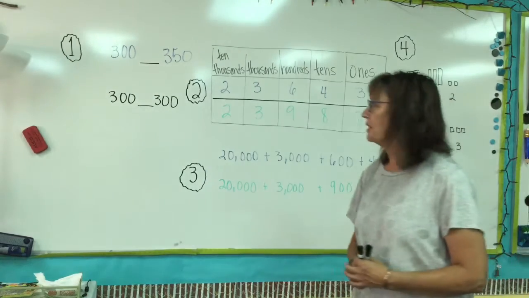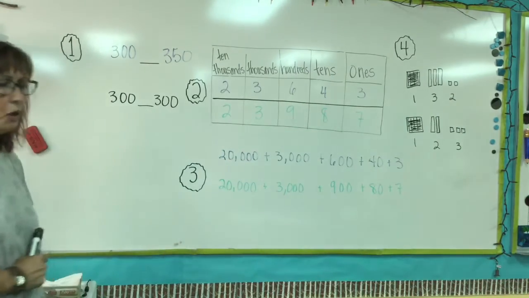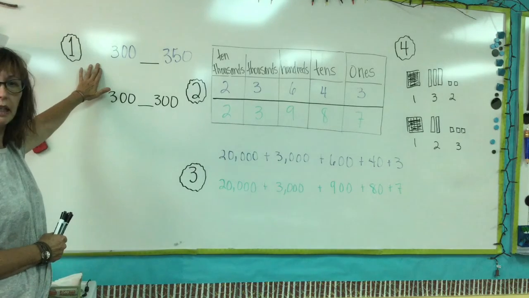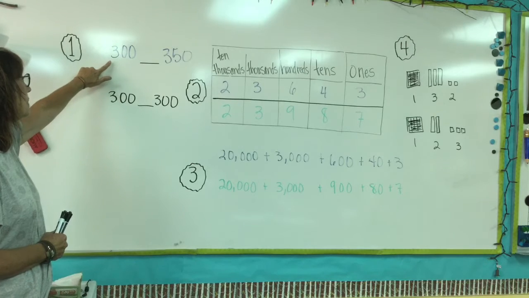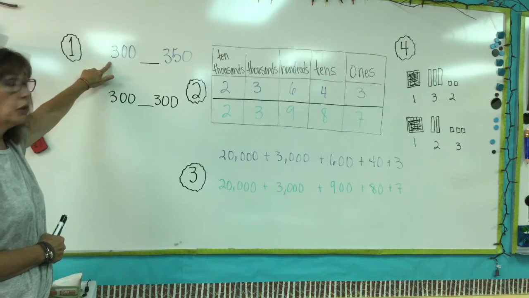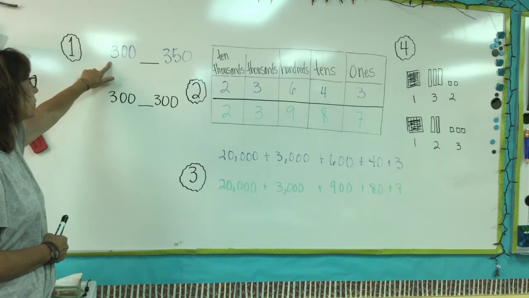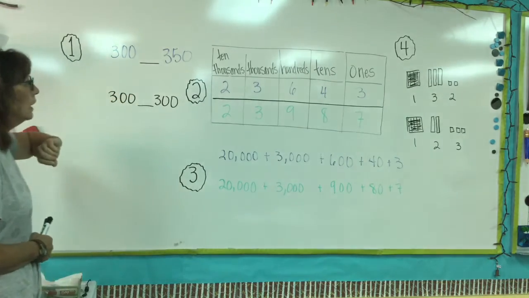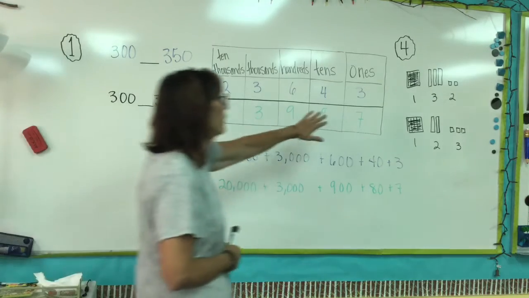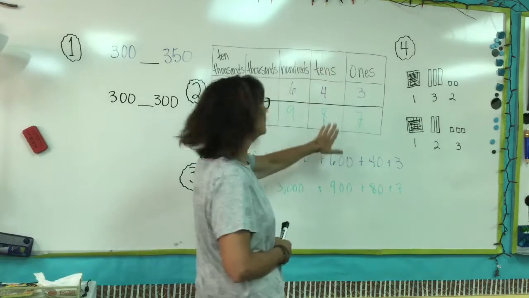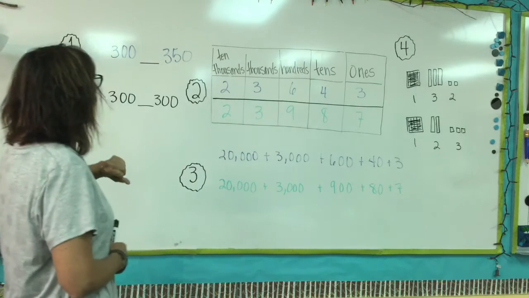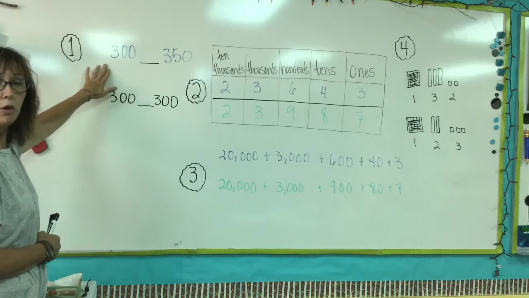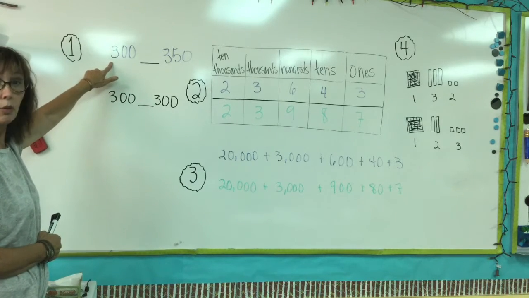Model 1. We're going to start out with this model right here. When we have two numbers, we're going to start looking at the number with the digit that has the greatest value. So if we look at this number, it's 300, and we look at this number, it's 350. So first of all, looking at our place value chart, we know we've got the ones place, the tens place, and the hundreds place. So if we look at these numbers, we are going to start comparing them with the digit that has the greatest value.